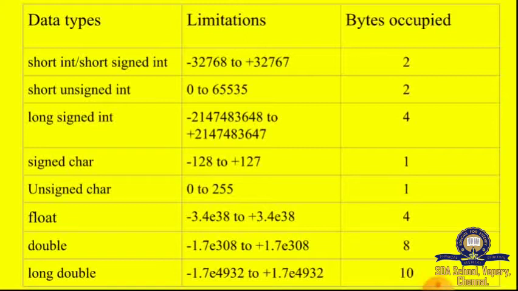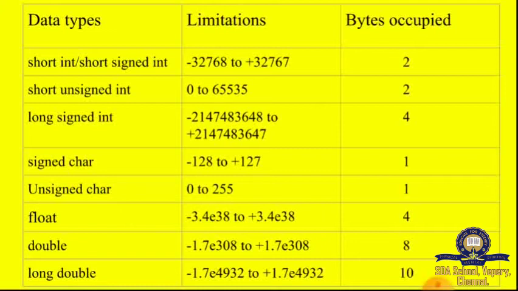Long signed integer, you can see the limitation values. It starts with negative 2147483648 to plus 2147483647. The bytes occupied here is 4. Signed character is minus 128 to plus 127. Bytes occupied here is 1. Unsigned character limitation is 0 to 255 and the bytes occupied here is 1.